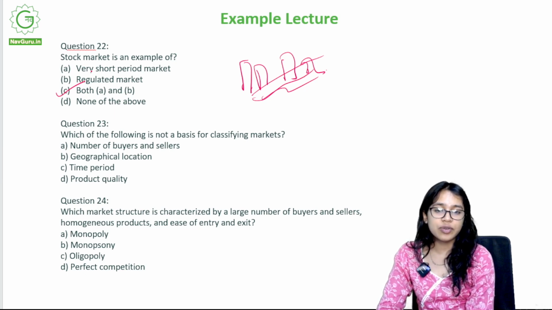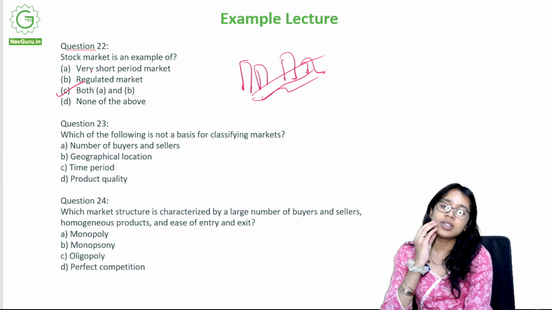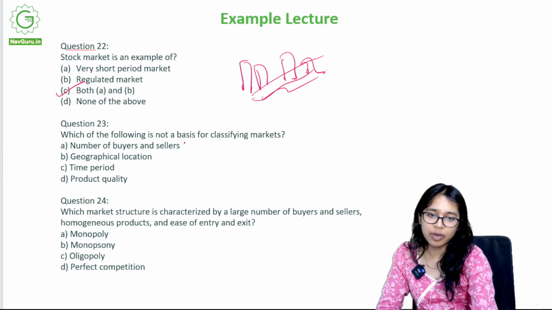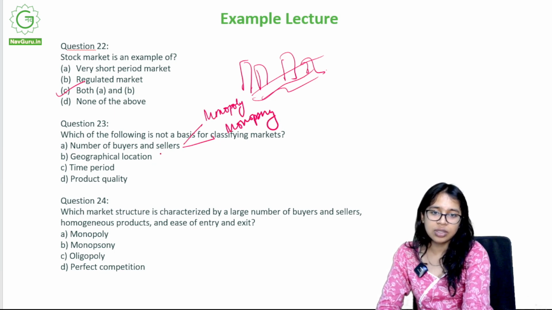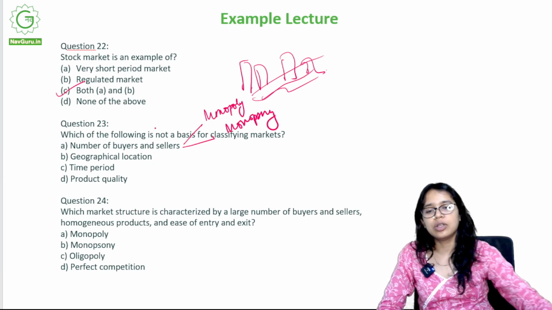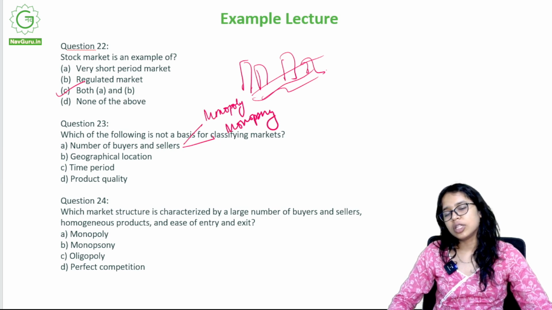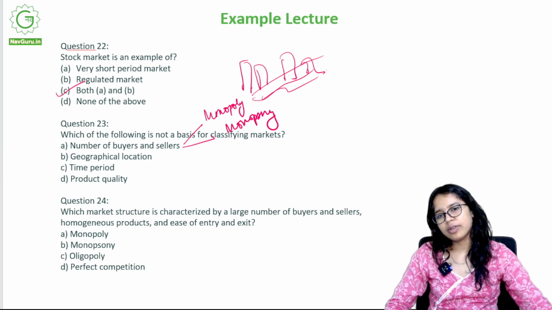Question 23. Which of the following is not a basis for classifying markets? Number of buyers and sellers. We have done this on the basis of number of buyers and sellers. We had two markets, monopoly and monopsony. Geographical location. Did we do anything on the basis of geographical location? Why do I remember?